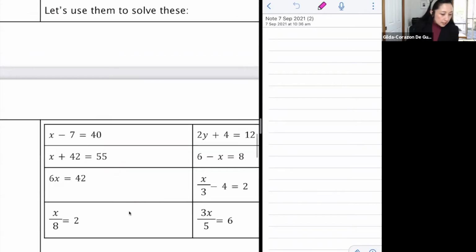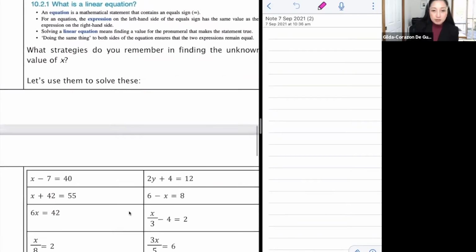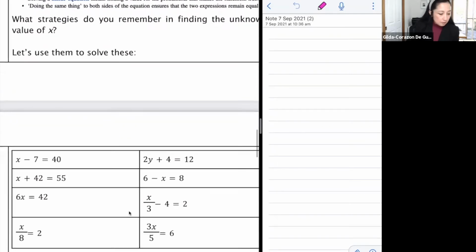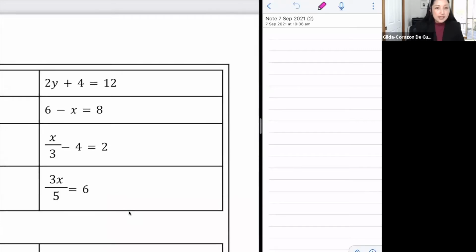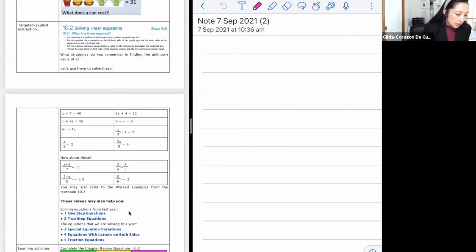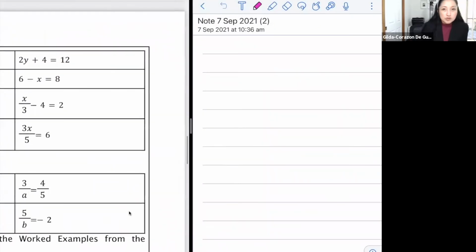Now, sometimes it doesn't make it really easy for us to guess and check, right? Just like maybe some of these equations here. And therefore, we would be introduced to another strategy, okay? Now, the one that I usually get my students to use if guess and check doesn't work is the cover-up method. What does it mean when you say cover-up method?